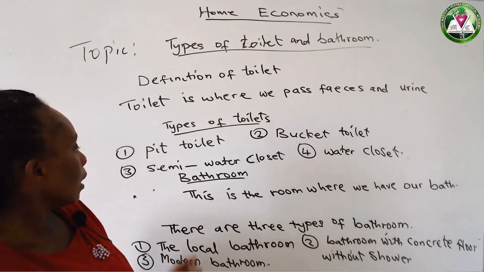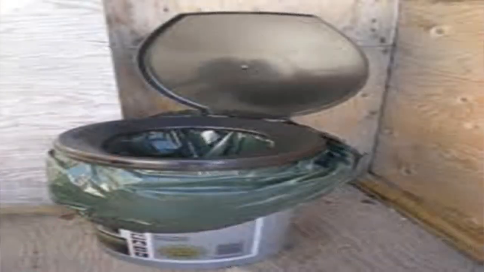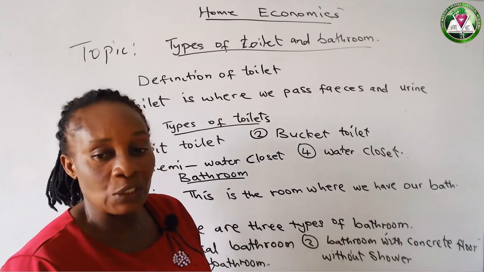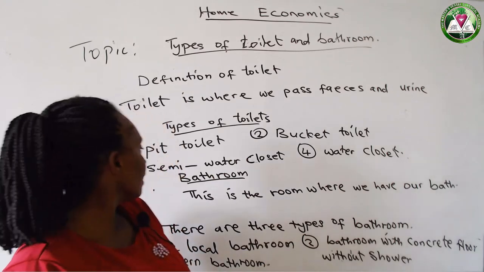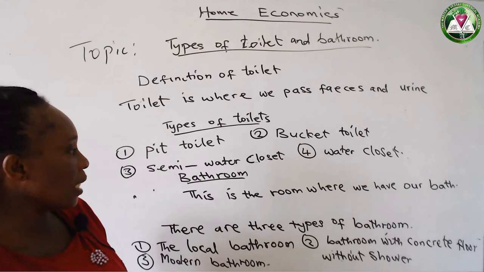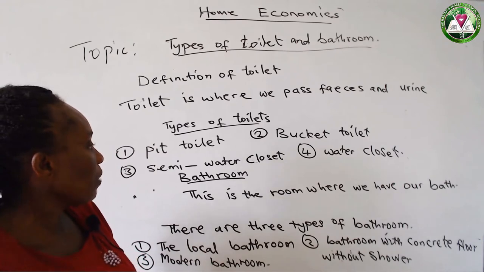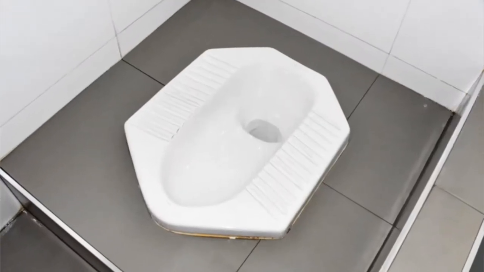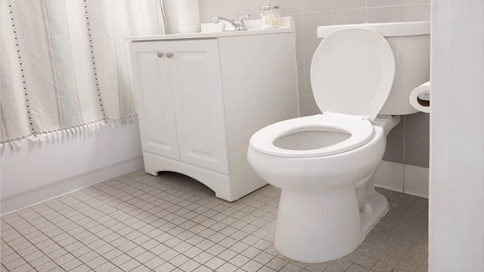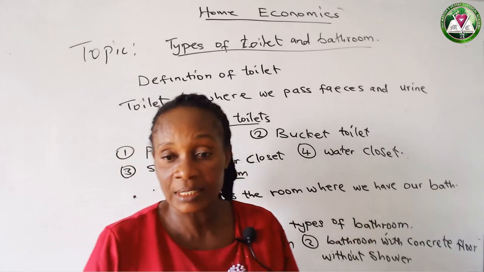Now, the bucket toilet is easily found in River State, where people can carry it and pour the waste every day. Then, the semi-water closet is found in the home, for example in the school compound. The water closet is also found in our house. When we build a house, we build a water closet in it.